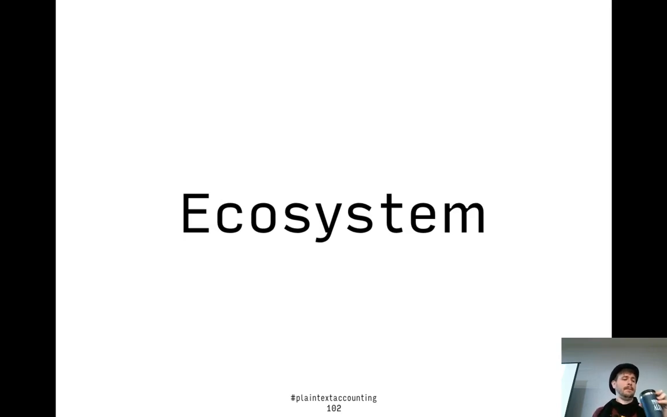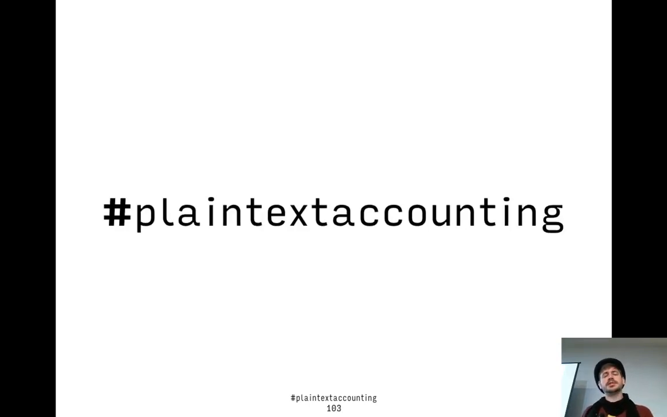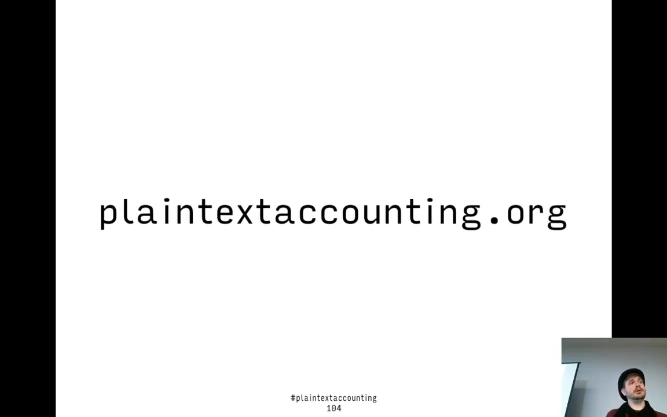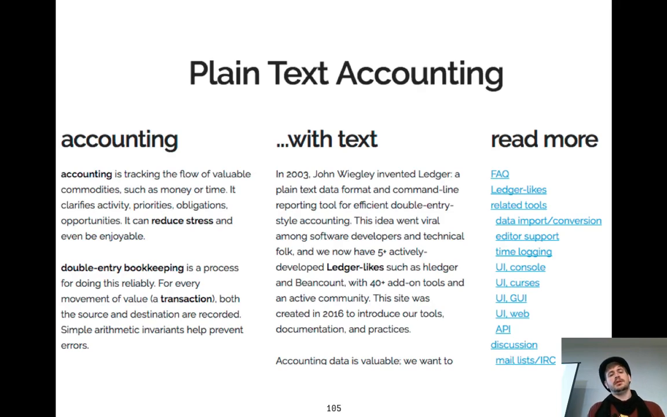There's more, though. Because we've talked about Ledger, we've talked about its competitors, we haven't talked yet about its ecosystem. We call this the Plaintext accounting ecosystem. Hashtag Plaintext accounting. This site is the community's hub. Here's a quick screenshot of text. It's pretty plain text accounting.